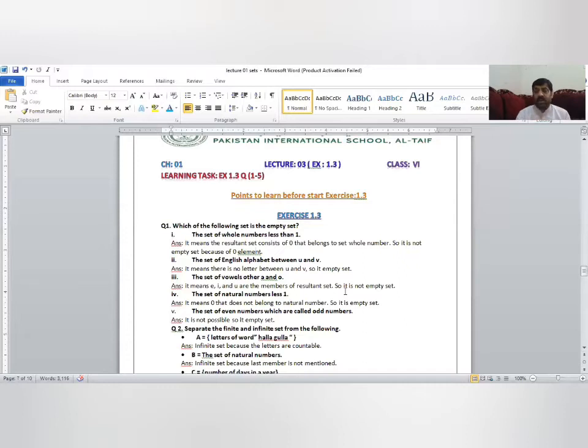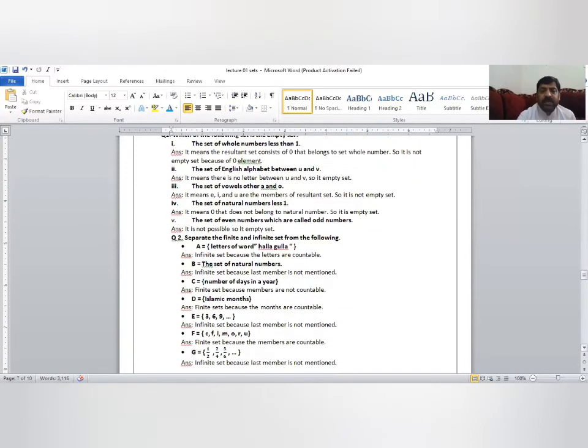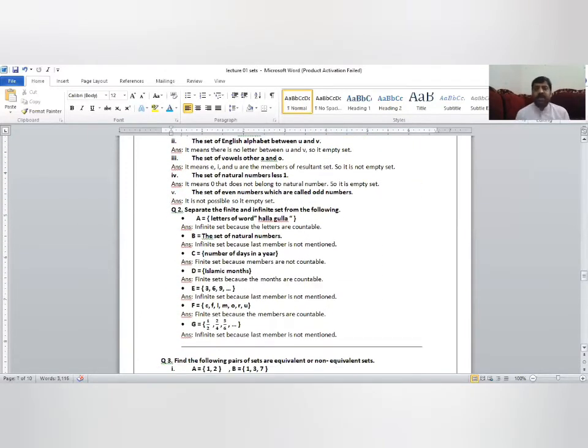Okay, right. Now here we have the option. We can count the letters in the word hula, so that is why it is a finite set. The set of natural numbers: we know that they start from 1, 2 and so on, but no last element is defined here. So, dear student, this set, the set of natural numbers, is an infinite set. For set B, it is finite.